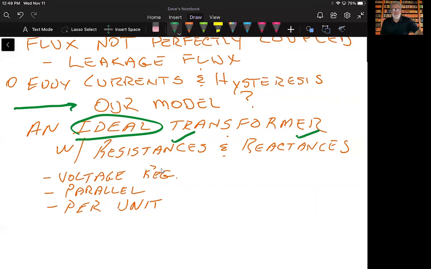The reason we want to do that is it helps us to explore things like voltage regulation and parallel connection of transformers. We're also going to utilize this thing called per units that goes all the way back to chapter 1, and I hope you'll see some really practical benefits from using this.